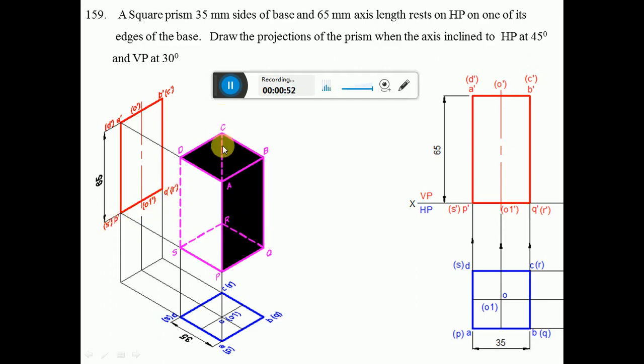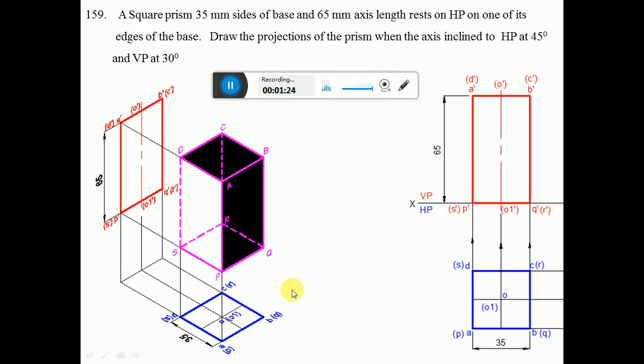When you look from the top view, ABCD is near to the observer, so it is visible. Similarly, PQRS is away from the observer. Once you look from the top view, PQRS is at the bottom, so it becomes invisible. Also finding out the center, you will get O and O1. O is near to the observer, so it is visible. O1 is away from the observer, so it becomes invisible.